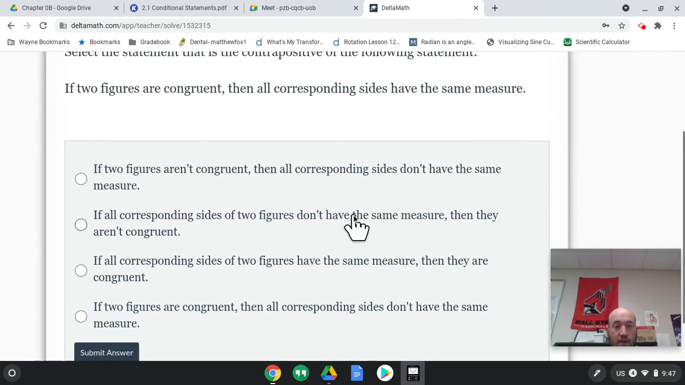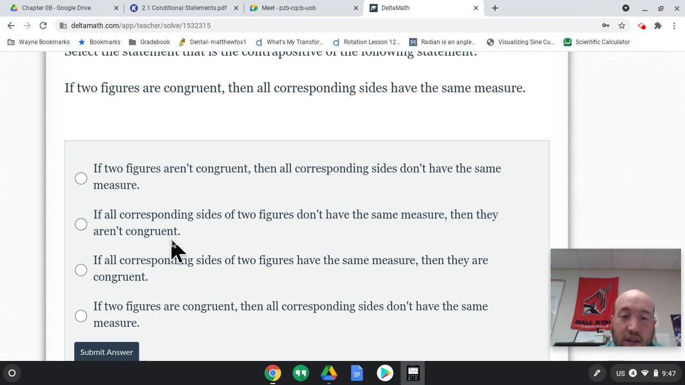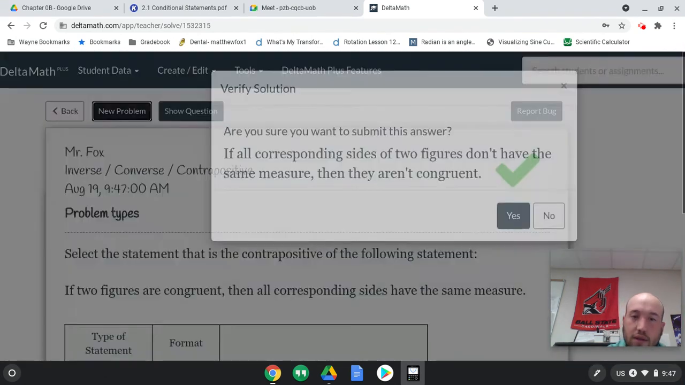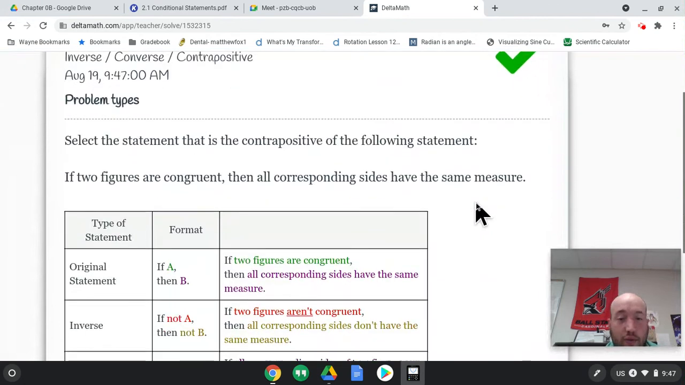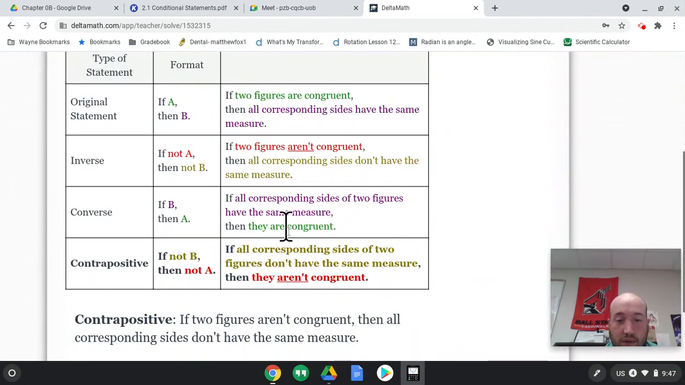Now, that means it's going to be if, but instead of two figures are congruent, the corresponding sides have the same measure. We'll have to come to the front. So, and here it's going to be they don't have the same measure. So if the corresponding sides of two figures don't have the same measure, then they aren't congruent. So we flipped it and we negated them. We hit submit and you see we got it. If you want to check, it will show you all the possible examples.